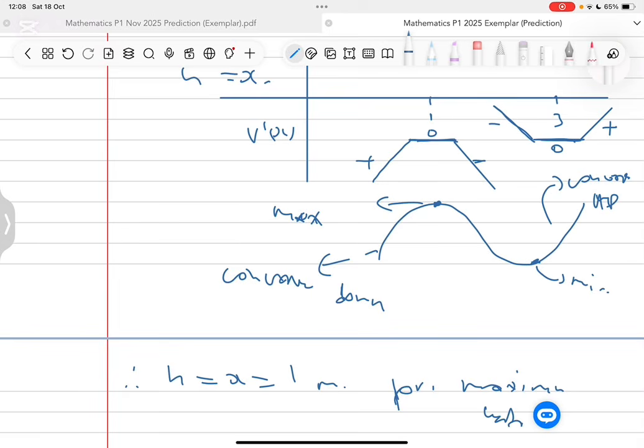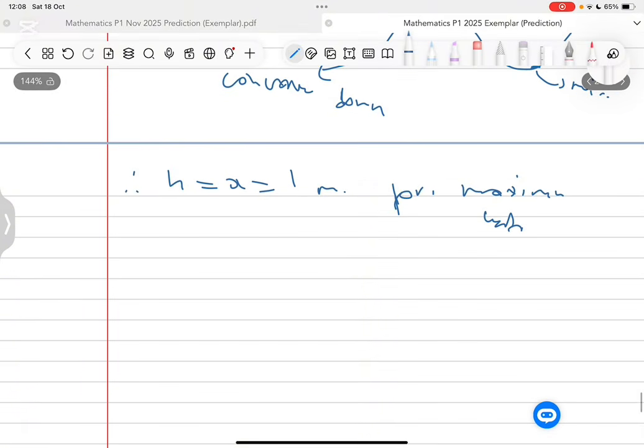Because the maximum height occurs when x is equal to 1, when the height is 1. Guys, I would love to share with you another method you can use. And I would say you need to know both methods, because there are questions where they force you to use the second derivative test, and there are questions where they force you to use the first derivative test.